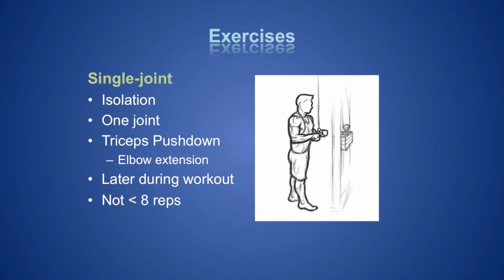You shouldn't go less than 8 reps on single joint movements, such as the dumbbell lateral raise for the shoulders. This puts too much force about one joint and can lead to injury. Save the lower reps for the power multi-joint movements, such as the bench press, squat, and deadlift.